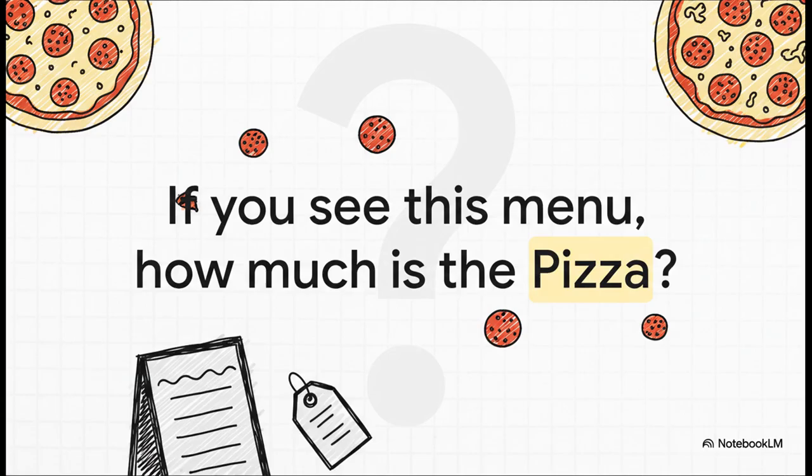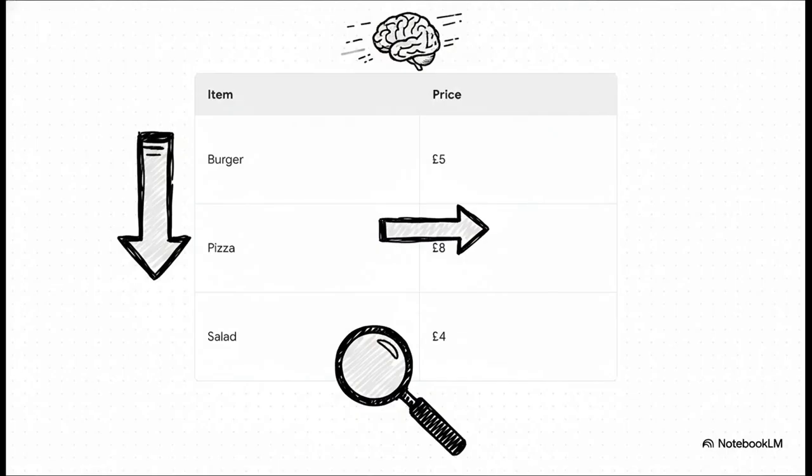But here's the thing, you already know how to do this. Seriously, I'm gonna prove it. Just take a look at this menu. If you wanted to order a pizza, how much would it cost? You got it instantly, didn't you? It's £8. Your brain just zipped down that item list, found pizza, and then looked across to grab the price. And that's it. Congratulations, you just did a VLOOKUP in your head.